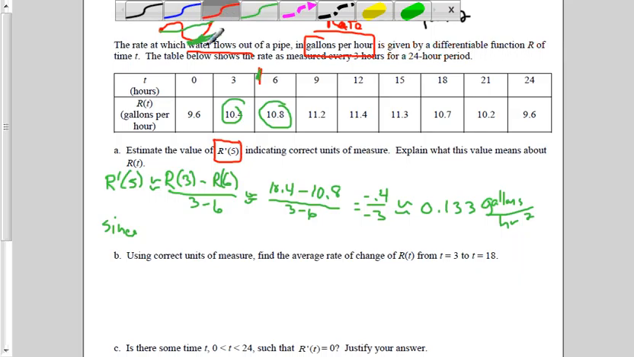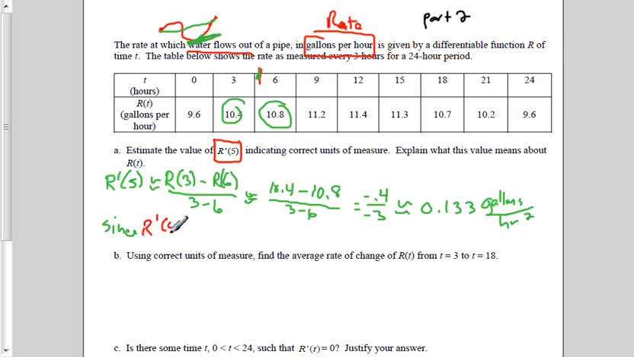It tells me that since the derivative is greater than 0, the rate at which the water is flowing out of the pipe is going to be increasing at x equals 5. And again, we can see gallons per hour here, 10.4, 10.8. And this is an estimation of the instantaneous rate of change, looking at the average rate of change. It looks like it's increasing, increasing, then starts to decrease, decrease, decrease. But at that instant, we're estimating that it's going to be increasing.